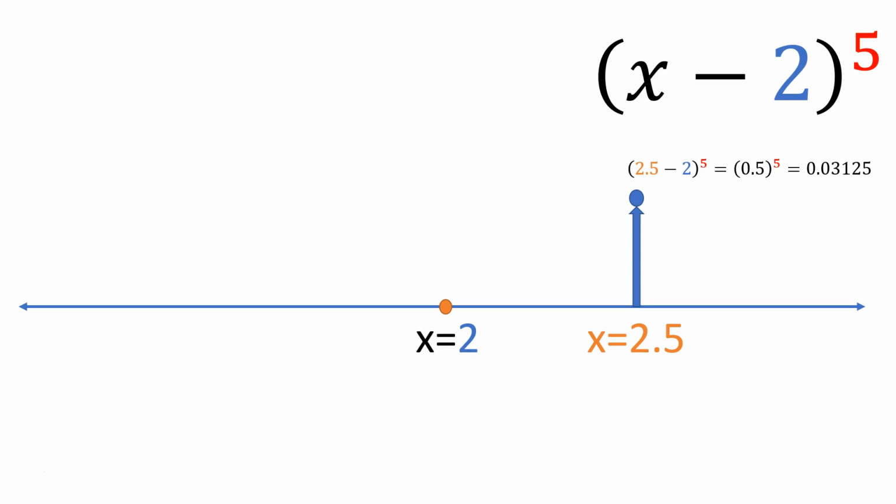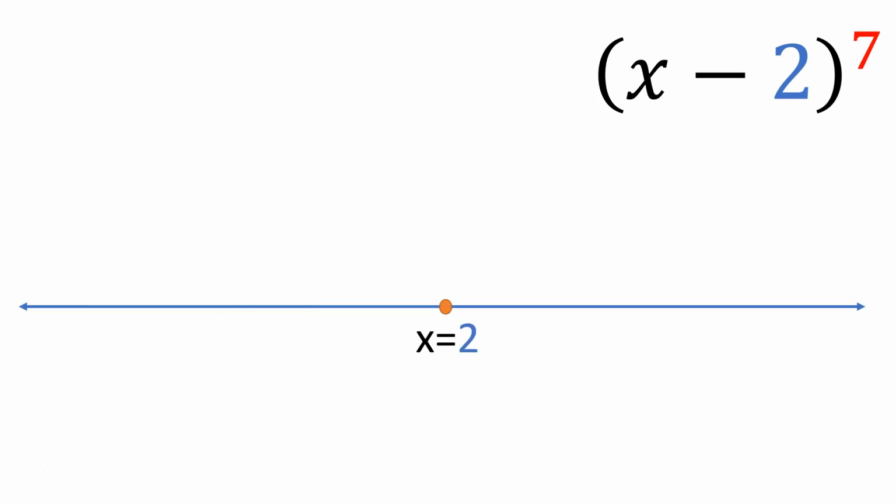Repeat that on the left side now. Let's see. I have 1.5 going in. 1.5 minus 2, raised to the fifth. That gives negative 0.5 to the fifth, which is negative 0.03125. What's important is that the number is negative. Again, as you can see, because our exponent is 5, that's an odd number, we're sticking with it: to the right of the root, the output is positive. To the left of it, it's negative.